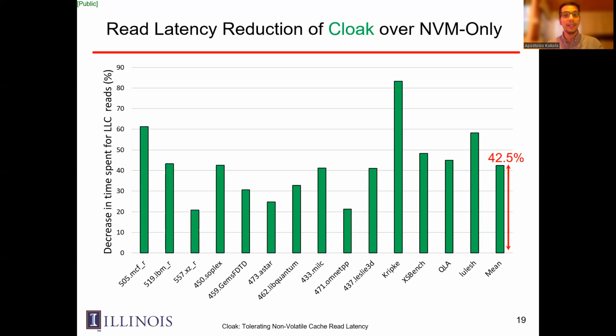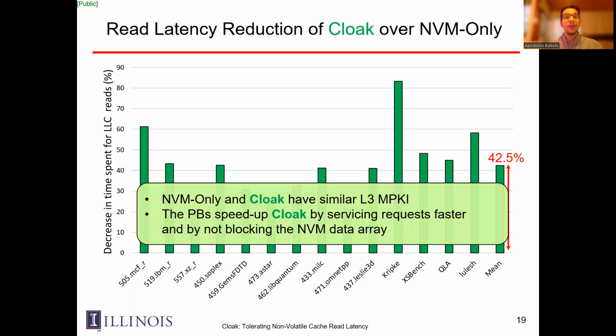So what we see in this graph is that Cloak can greatly reduce the latency of reads in the LLC. On average, it's reduced by 42.5%. Because the NVM-only design and Cloak have similar L3 MPKI, this decrease is mostly because of the page buffers. So the page buffers not only speed up Cloak by servicing requests faster than the NVM data array, but also they do not block the NVM data array. While we're servicing a request from the page buffer, a different request can be serviced from the NVM data array.